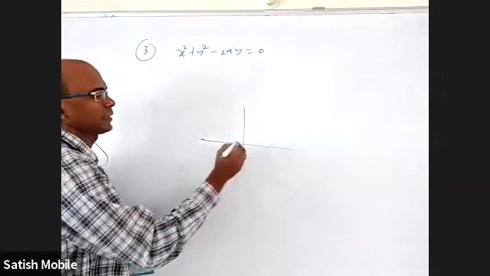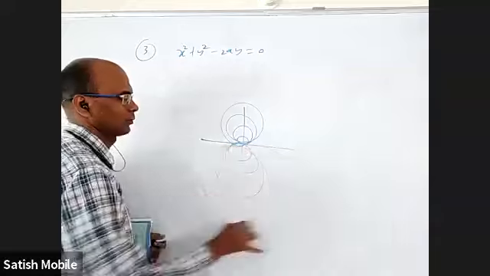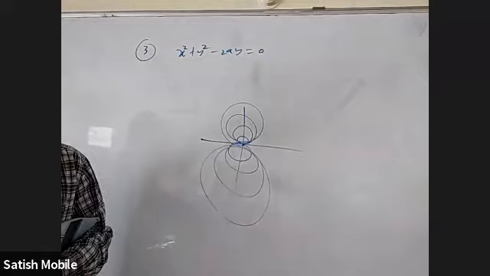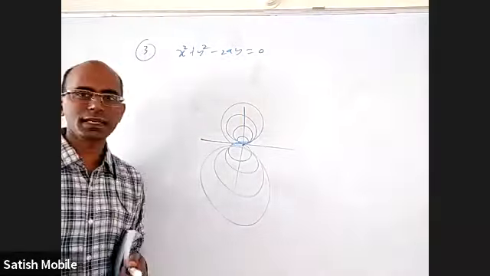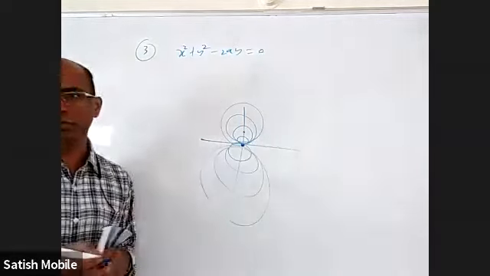This will represent all the circles like this. All circles touching the x-axis at origin. I could have said that. Okay. All circles touching the x-axis at origin, or all circles passing through origin and having center on the y-axis.